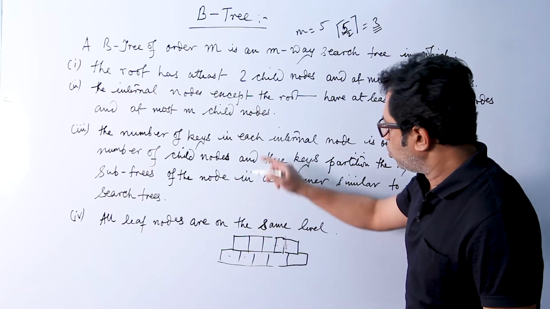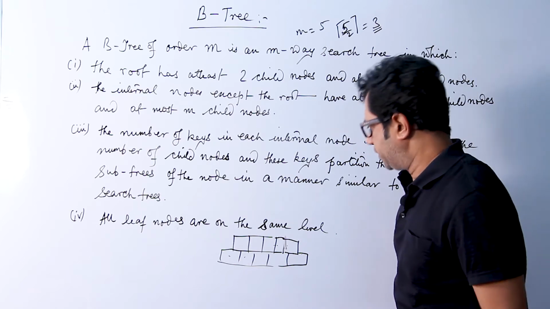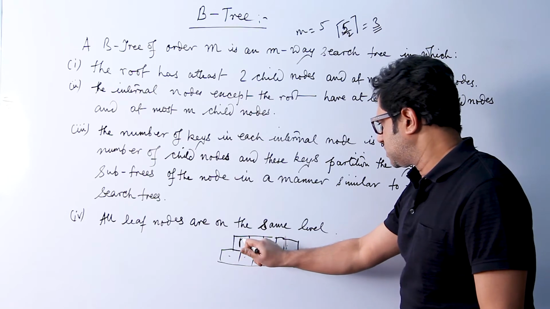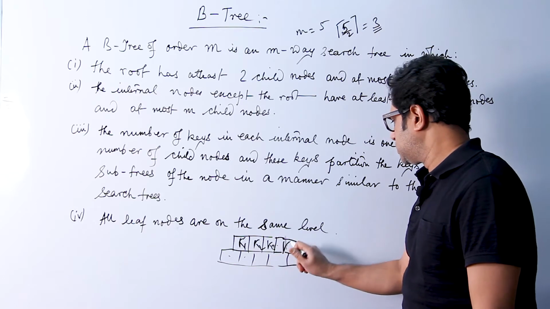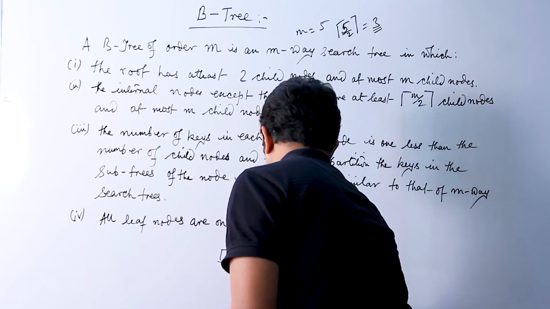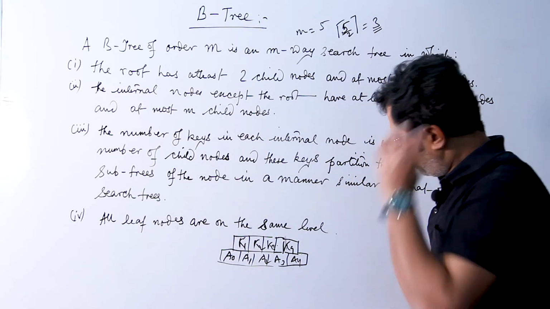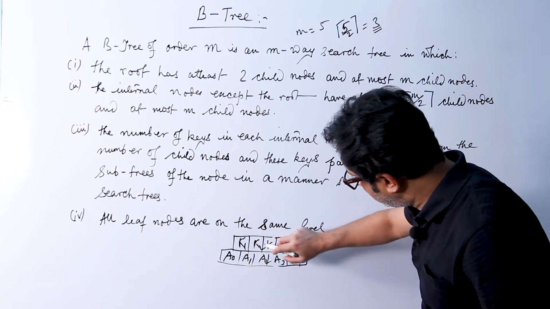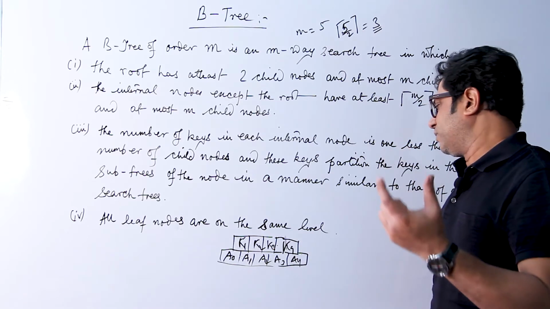So for an internal node in a B tree, because a B tree is nothing but a particular type of M-way search tree, in that B tree also we can see that the number of keys, suppose this is K1, this is K2, this is K3, this is K4, and this is A0, A1, A2, A3, A4. In this case, we see that these child nodes are 5 in number and the key values are 4 in number. So always we see that the key values are 1 less than the number of the child nodes.